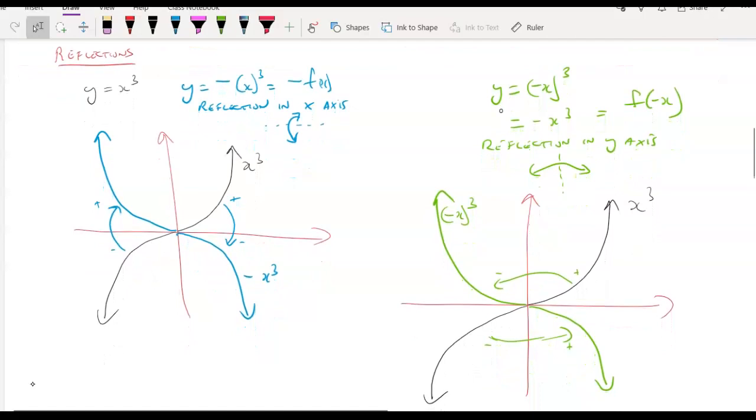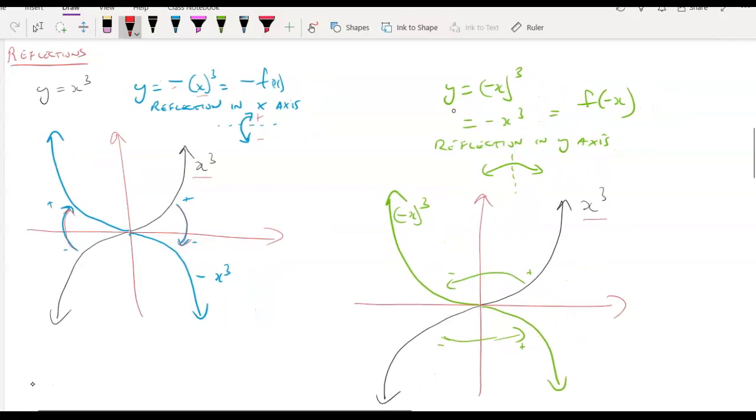Again, we've got our basic x cubed graph here in black. If we put a negative in front of the whole function, like negative f(x), we are changing all the y's from plus to minus. We're reflecting in the x-axis from positive down to negative, or vice versa. You can see here I've drawn in blue the negative x cubed graph, and it has been reflected in the x-axis. From top to bottom, from bottom to top.